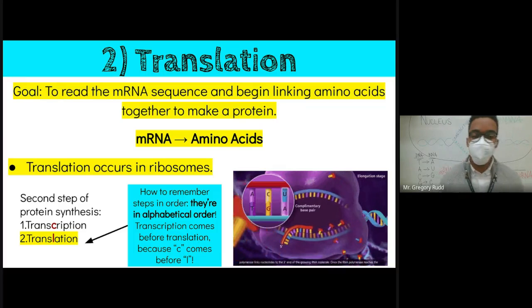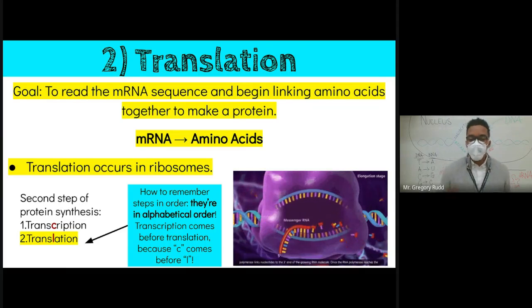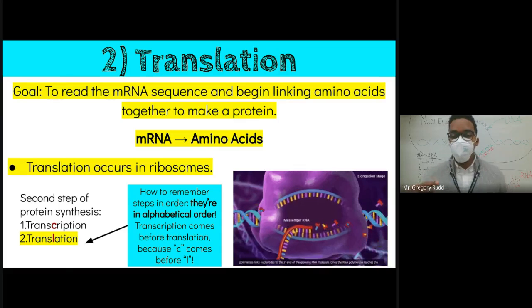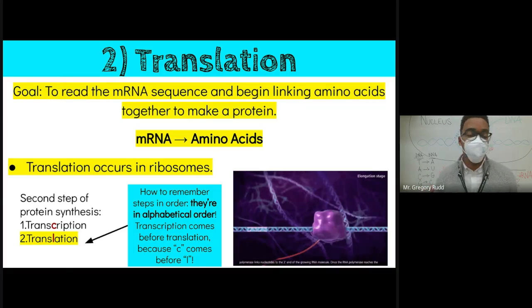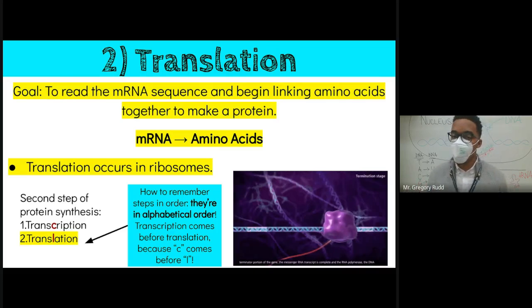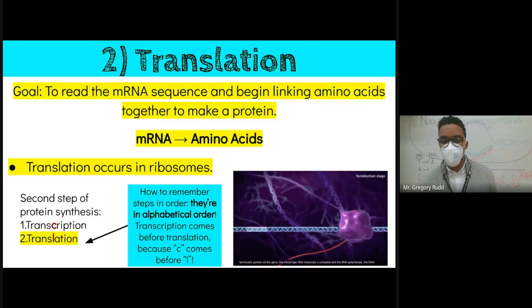So while folks are starting to wrap up their notes, I have a few questions. As I said, amino acids are the monomers of proteins. Does anybody remember what the monomer of a carbohydrate is called? Folks at home, please feel free to jump in here. What's the monomer of a carbohydrate?